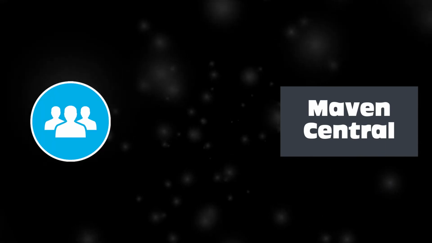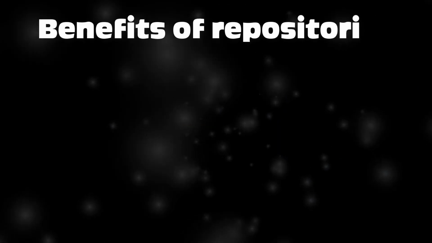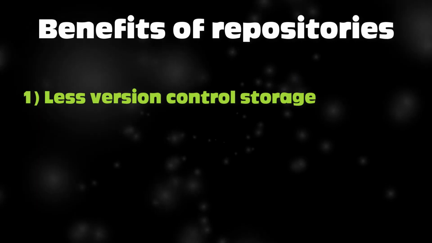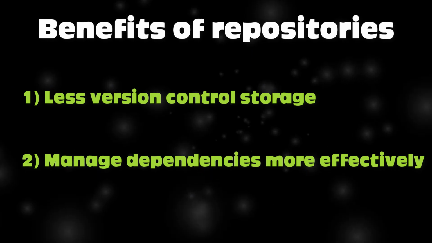The first Maven repository is what's known today as Maven Central. It's a community-led repository that anyone's free to publish artifacts to. By pulling dependencies from a central location, you not only save on version control storage space, but it also means dependencies can be managed more effectively from your build tool.